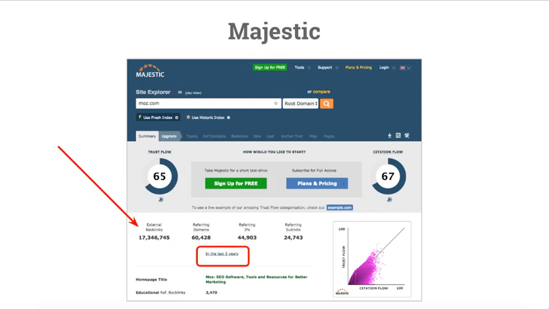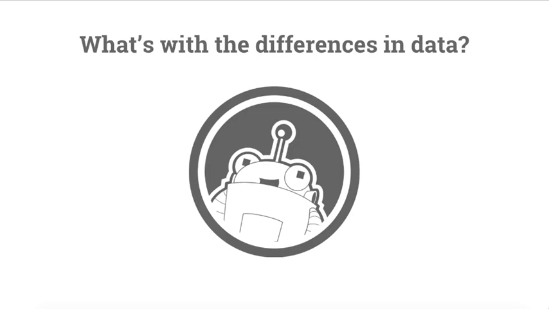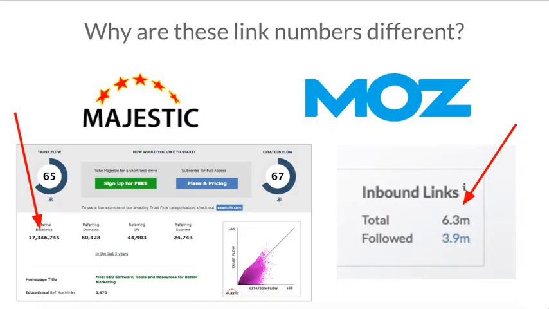You'll see the external link count here, and then you can also see some history of backlinks. Now, you might be asking yourself, well, what's with the differences in data? I looked at Ahrefs, and I looked at Majestic, and I looked at Moz, and all of these had different metrics. And you're probably going to get asked this question because no two sources and no two tools are exactly the same. And there will always be conflicting metrics.